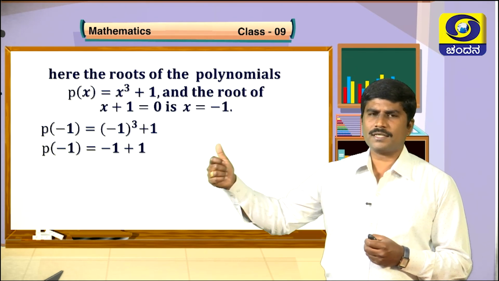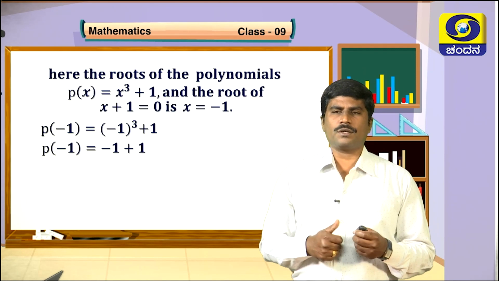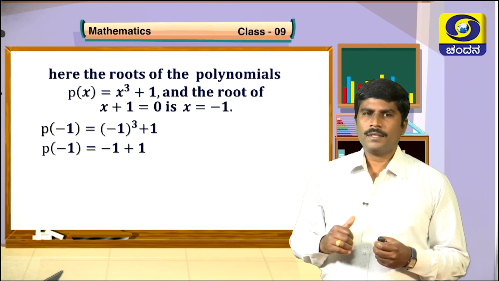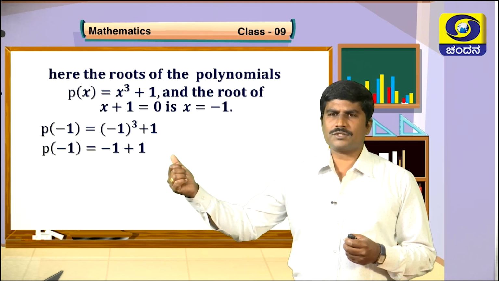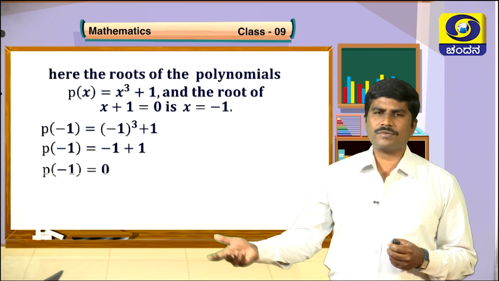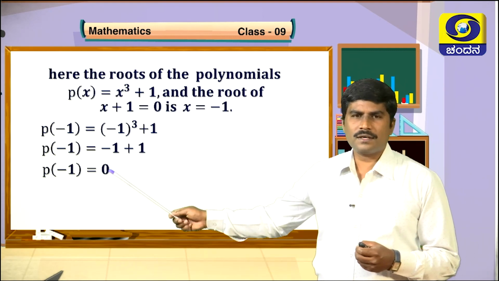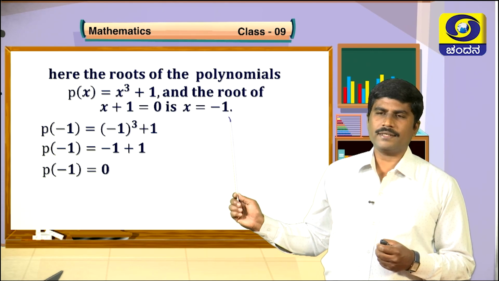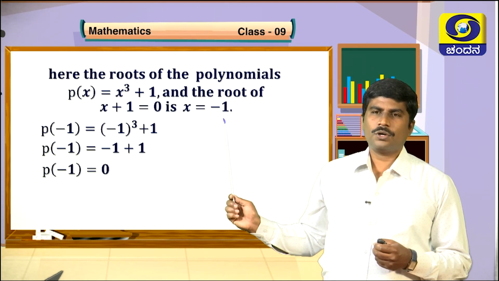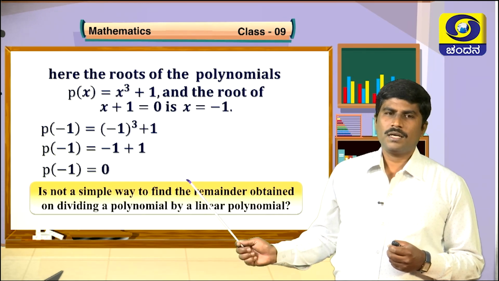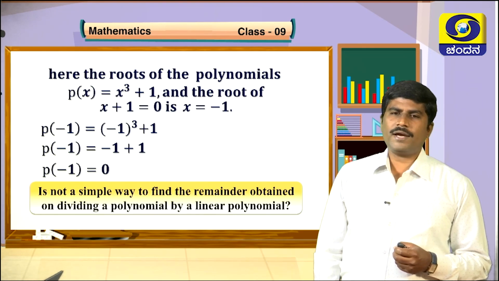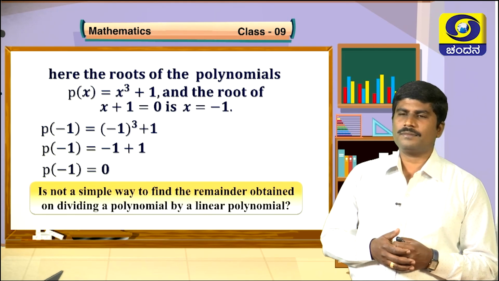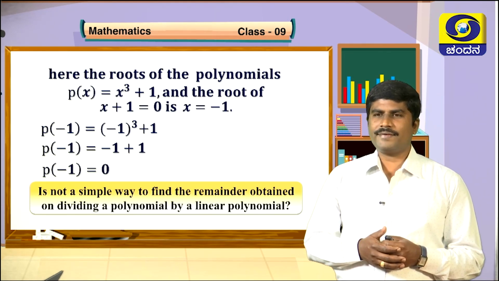So what will be the answer now? p of minus 1 is equal to minus 1 whole cube plus 1. So p of minus 1 is equal to minus 1 whole cube, meaning minus 1, and plus 1, the answer is 0. Dear children, now you got the answer 0 by putting the value minus 1. So this shows a simple way to find the remainder obtained by dividing a polynomial by a linear polynomial. Just think of it.